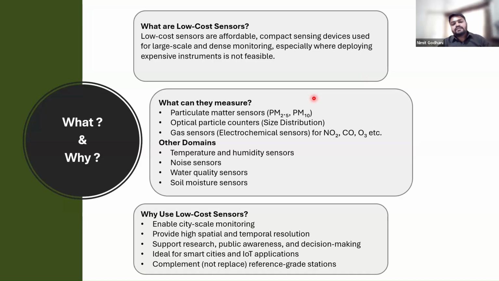So, in this case, the low cost sensor is just a complement for the reference grade monitor. It is not the replacement. Still, we need lots of reference grade monitors to measure accurate data for research purposes and calibration purposes, to support the low cost sensor data even at a large scale.